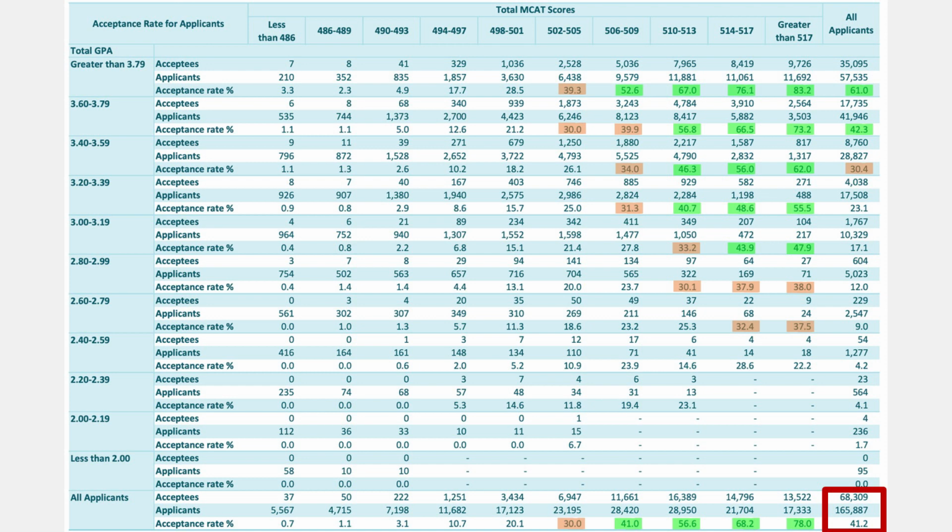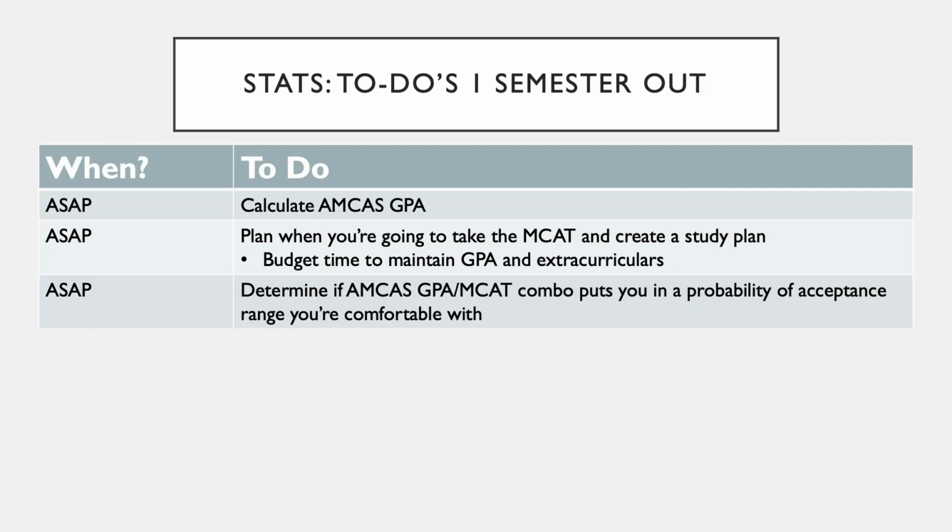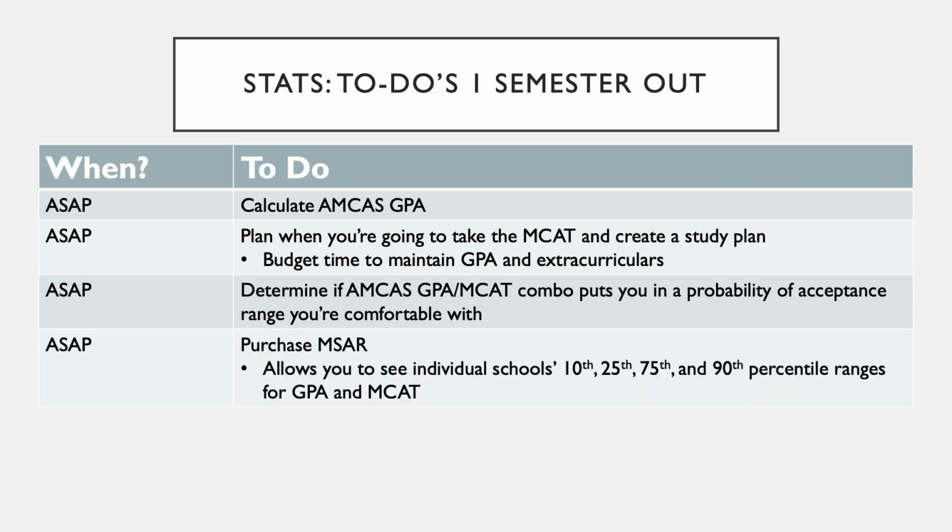However, I wanted to show this graph to highlight how dramatically your odds of acceptance can be influenced by your GPA and MCAT scores. So next, if you're comfortable with where your AMCAS GPA and MCAT combinations stand, my next recommendation is purchasing MSAR. MSAR is the Medical School Admissions Requirements Report published by the AAMC and is absolutely invaluable in narrowing down your school list.